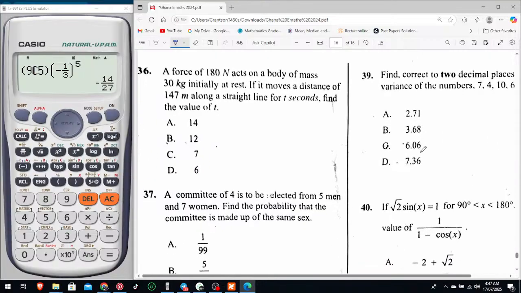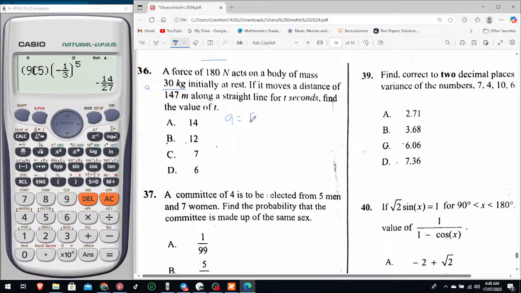Now 36. A force of 180 newtons acts on a body of mass 30 kg initially at rest. If it moves a distance of 147 meters along a straight line for t seconds, find the value of t. So this one is like equations of motion. We have a force, we have a mass in kilograms. That can give you your acceleration, right? Acceleration is F equals ma.